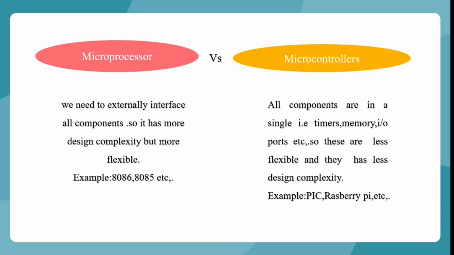When it comes to microcontrollers, components are integrated in a single chip, that is timers, memory, IO ports, etc. So these are less flexible and have less design complexity because all are fabricated in a single chip. Examples: PIC microcontroller, Raspberry Pi, ARM Cortex, etc.